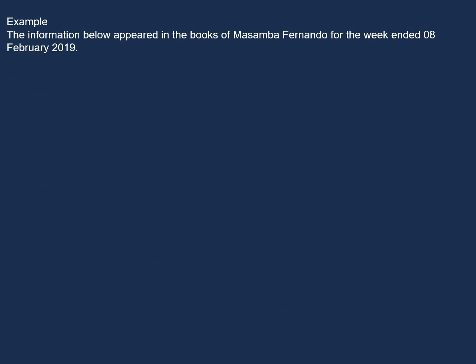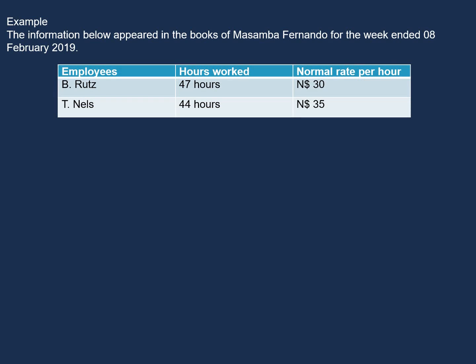Let's have a look at our example. The information below appeared in the books of Mashamba Fernando for the week ended 8 February 2019. Mashamba Fernando had 2 employees. The one is B Roots and the other one is T Nels.